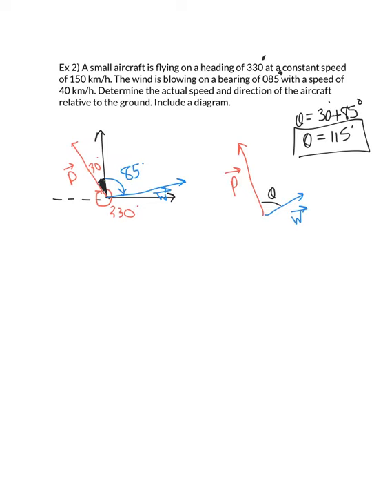Now, if I continue this, I have these two vectors that are tail to tail. So I'm going to draw this parallelogram here. Remember, tail to tail means the parallelogram. I can see that my resultant would be right here.